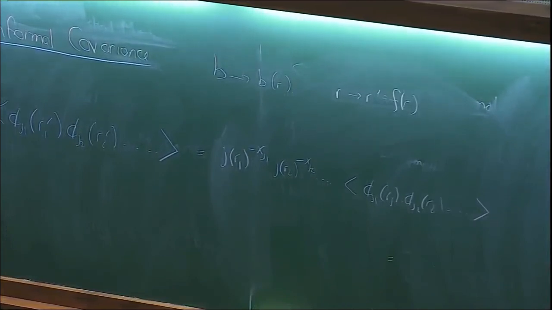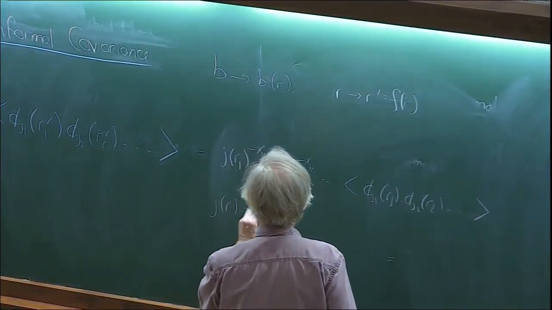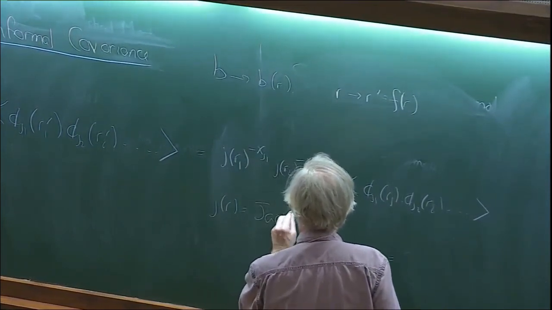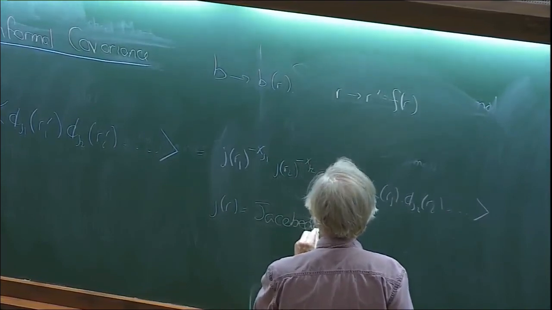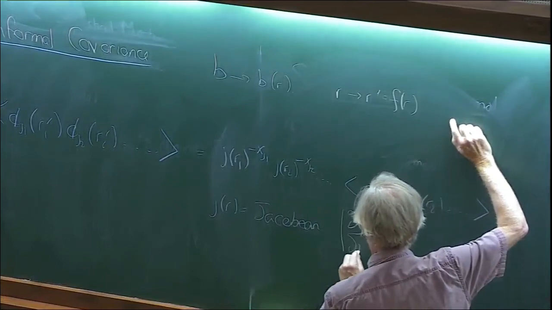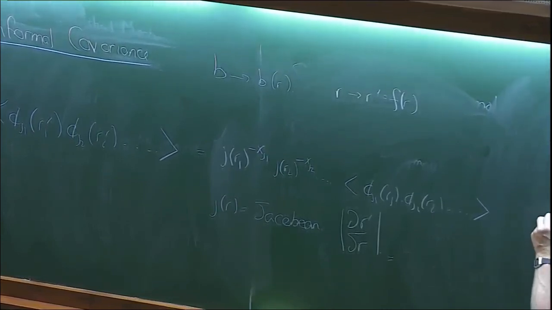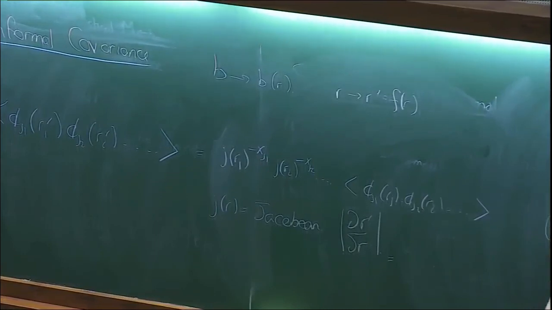And what are these things that I've called J? They are going to be nothing but the Jacobian. J of R is going to be the Jacobian of the transformation R goes to R prime, which we can write symbolically like this. Now, so we're going to postulate an equation like this.